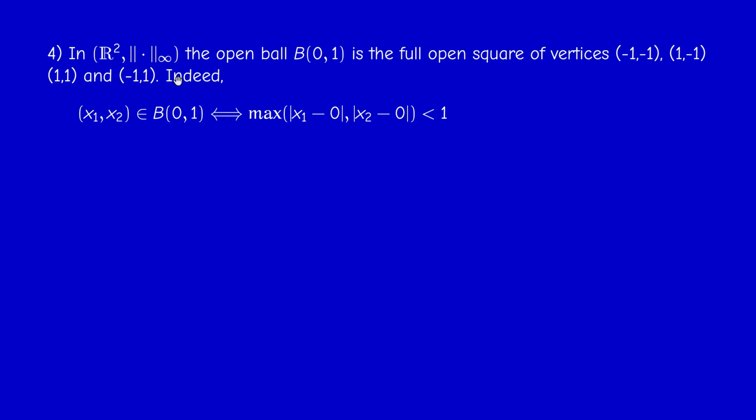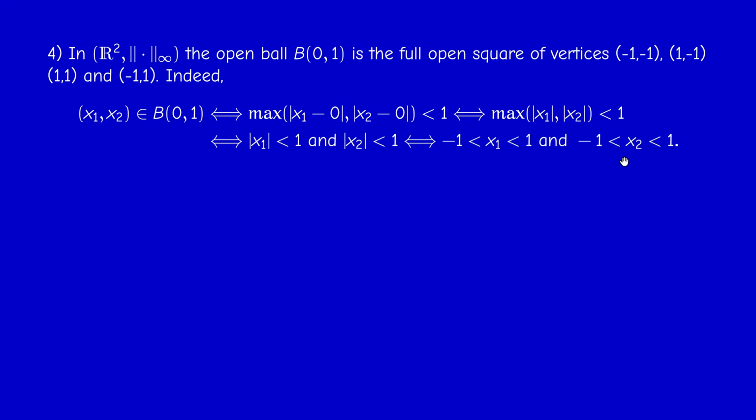But what is the infinity norm? The infinity norm of x1, x2 minus 0, 0 is just the maximum between x1 minus 0 in absolute value and x2 minus 0. So this is just the norm of the difference. This point belongs to the ball if the maximum is less than 1, which is equivalent to saying that the maximum in absolute value is less than 1. And this happens if and only if both x1 and x2 in absolute value are less than 1. So we have a complete equivalence here.